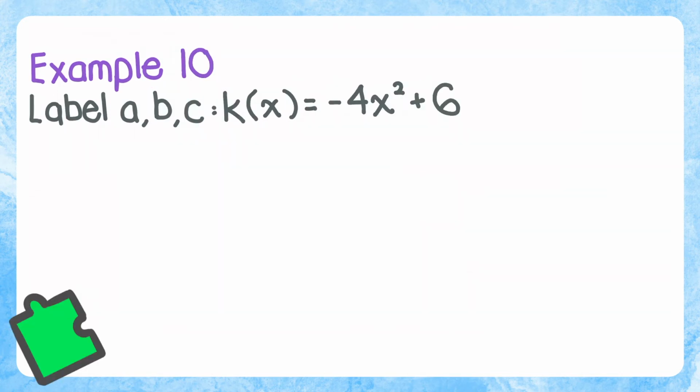On Edpuzzle, please label a, b, and c for k of x equals negative 4x squared plus 6. Notice that there is a missing linear term.